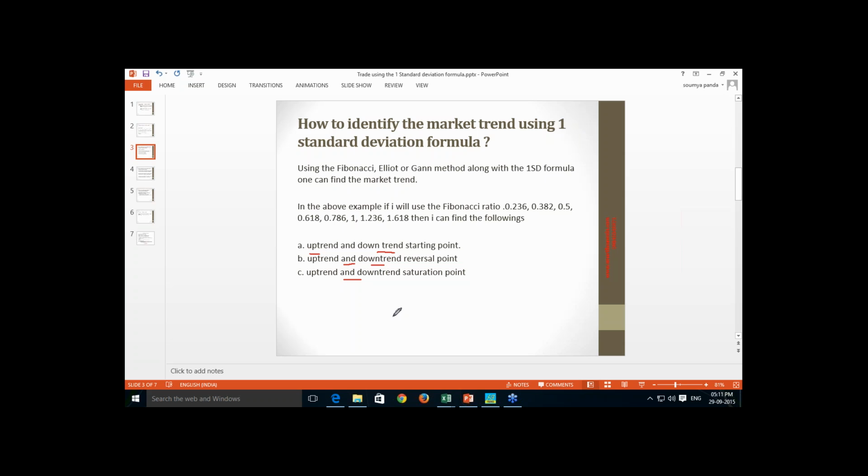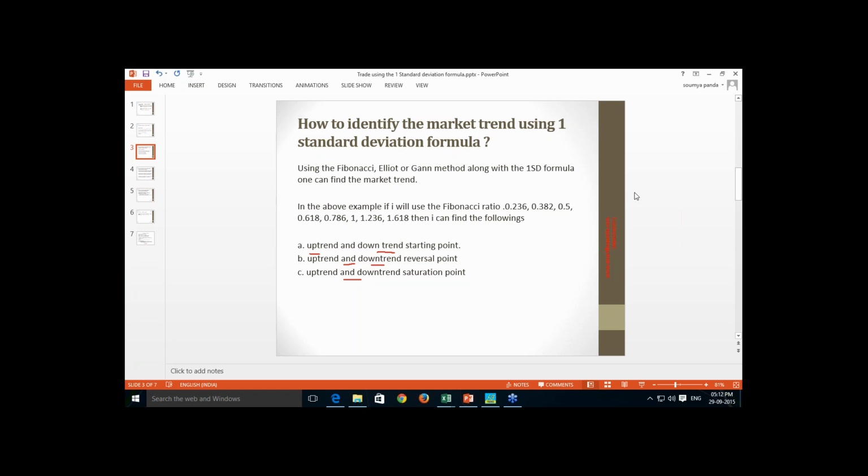So all these things we'll be doing using the Fibonacci, but you can also use Elliott, you can also use W.D. Gann's principle. So any of these three, once you are calculating the price range, any one you can use. There is no restriction that you should use only the Fibonacci principle. Since Fibonacci is one of the easiest principles, I have implemented it here.